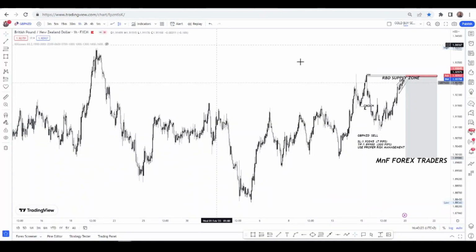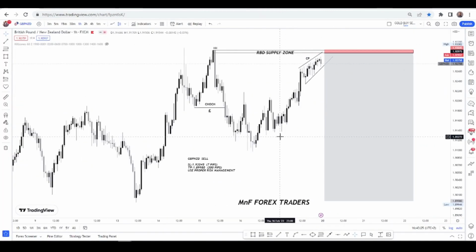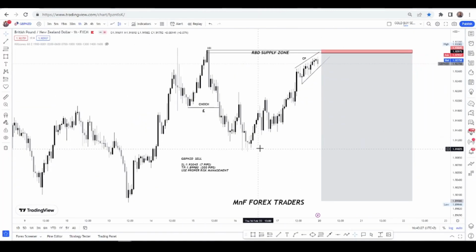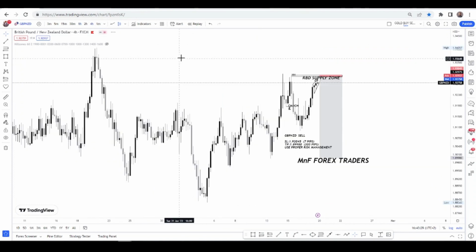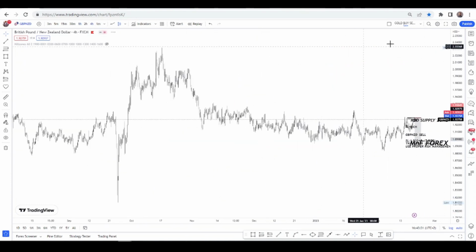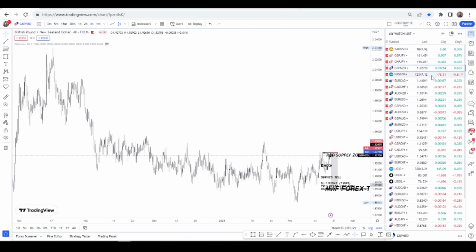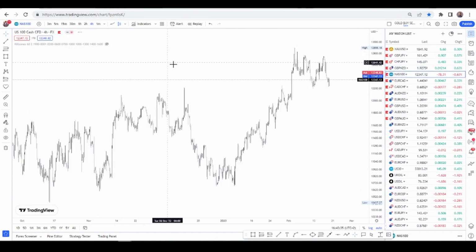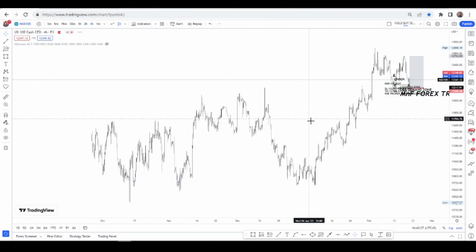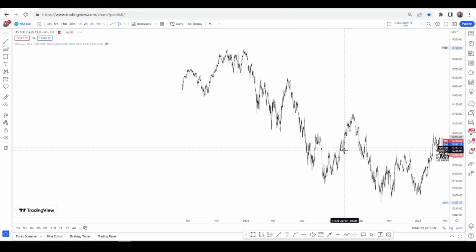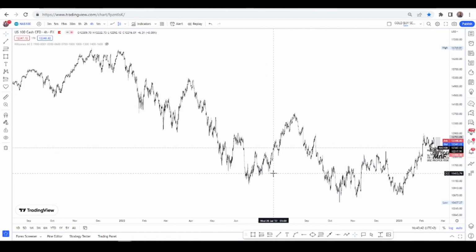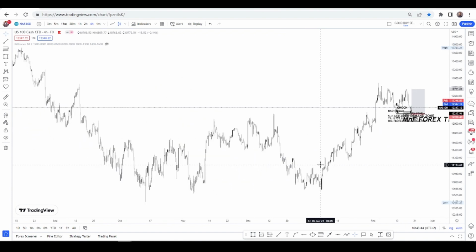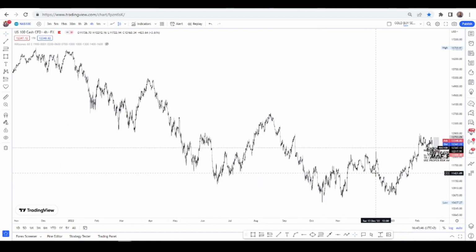Yeah, so the next one is, yeah, this one looks very, very good. But remember what I always say: even the most perfect setup is going to fail. Even the most perfect setup will fail. So we always have to be mindful. No wonder we always have to predefine our risks.